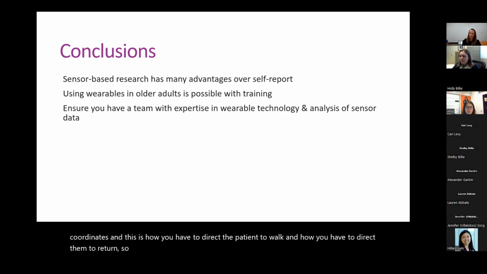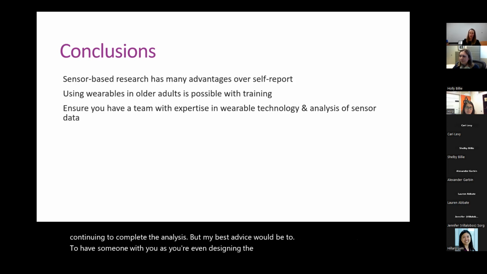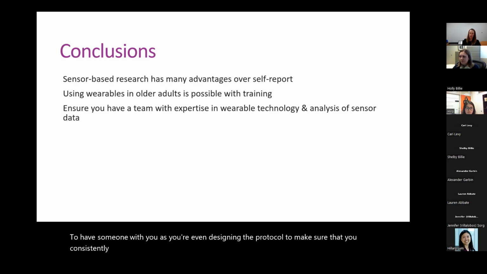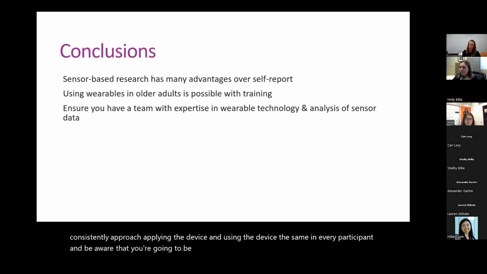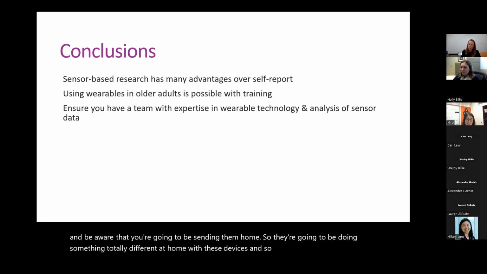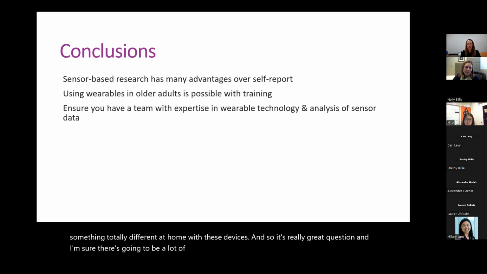So I think there are still going to be some hoops we jump through as we continue to complete the analysis, but my best advice would be to have someone with you as you're even designing the protocol, to make sure that you consistently approach applying and using the device the same in every participant. And be aware that you're going to be sending them home, so they're going to be doing something totally different at home with these devices. So yes, really great question. I'm sure there are going to be a lot of lessons learned that I'll be sharing in the future about that too.